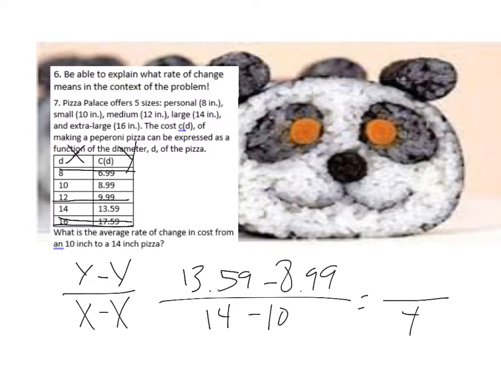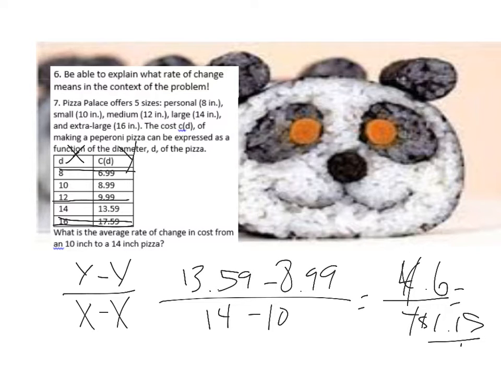14 minus 10 is 4. And 1359 minus, whoa, that's a weird looking 4. Let's try that again. So 1359 minus 899 is $460, divided by 4. And if you divide that, you get $115 over 1, or just $115.